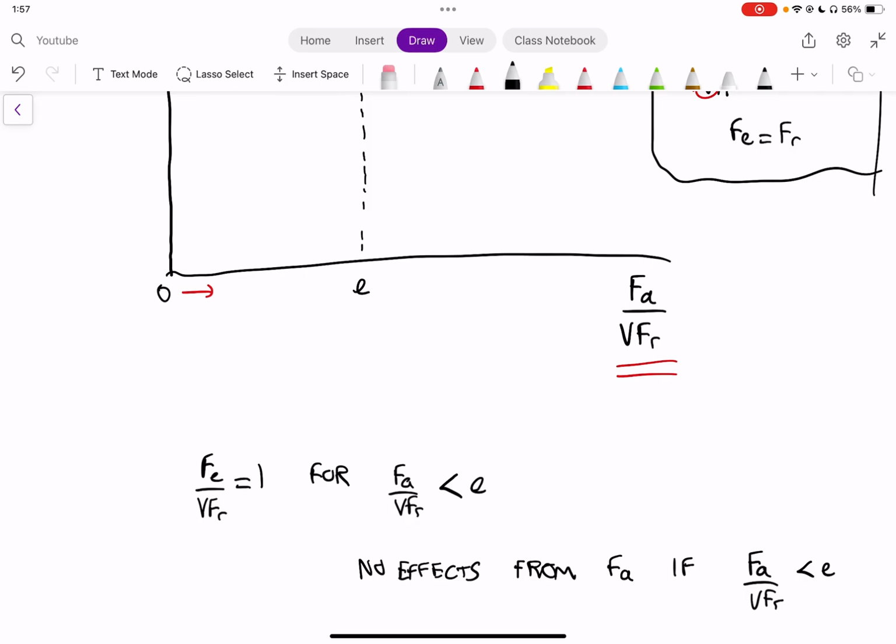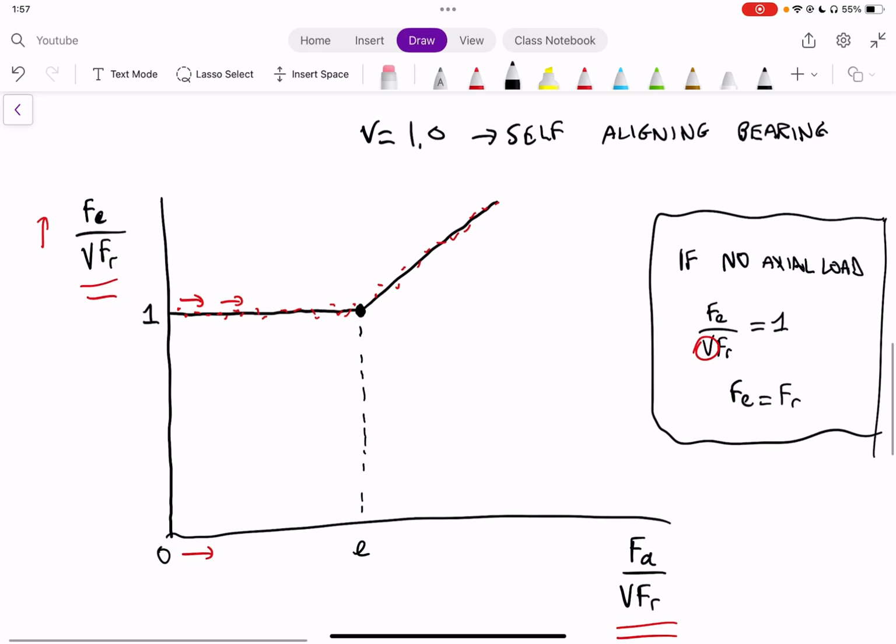or going in the axial direction. Okay, now once we get to point E, we start getting a correlation that starts increasing our value of FE over VFR. So then we start seeing the effect of the axial load after point E. And this point E depends on a few different things. Okay, and we'll look at what that depends on. So what we can do is we can obviously curve fit the first part. The first part, curve fitting, is very easy. It's just equal to 1.